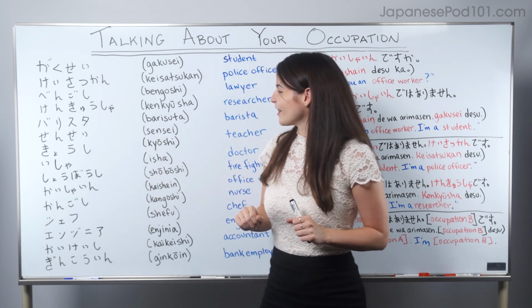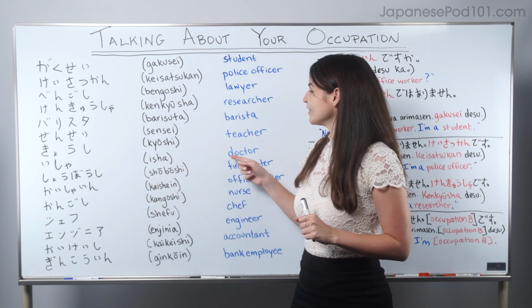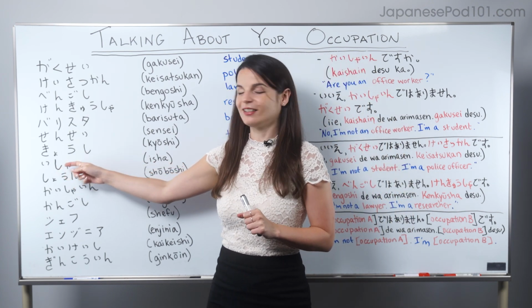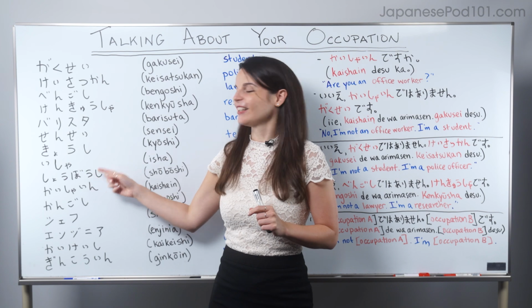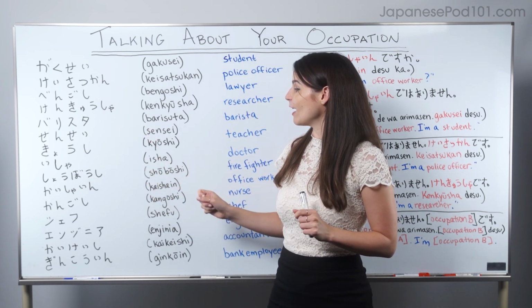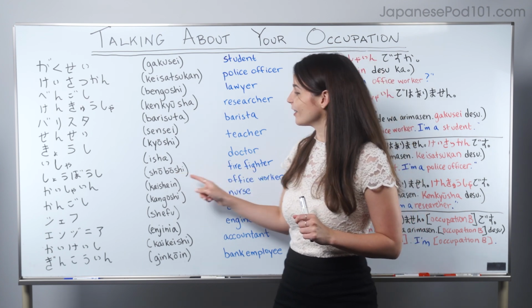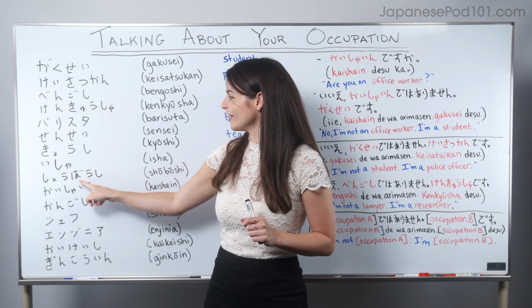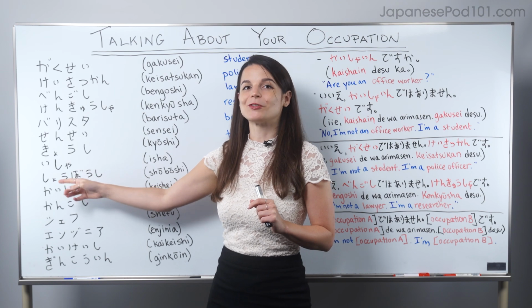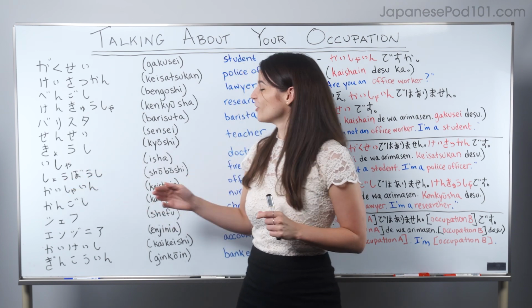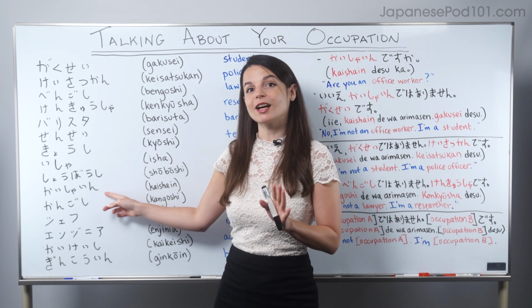Okay, let's go on to the next one. Isha means doctor. Next is shoboshi. In this word, we have these two long vowel sounds. This word means firefighter. So make sure this u and this u, these long sounds, are clearly pronounced. So not a short shoboshi, but a long shoboshi, to exaggerate. Okay, next is kaishain.